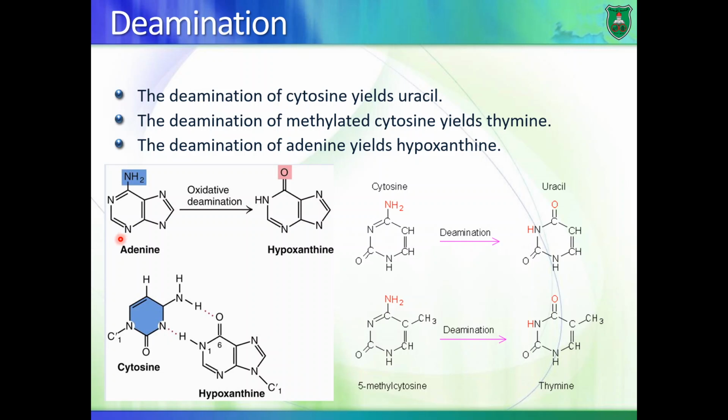You can also have adenine that can also be deaminated, and it will be converted to hypoxanthine. Now, hypoxanthine would base pair with cytosine. So instead of having AT, you would have hypoxanthine paired with cytosine, and later on hypoxanthine would be removed and replaced by a guanine, right? So instead of having AT, you would have GC in the DNA. Again, that's a mutation.